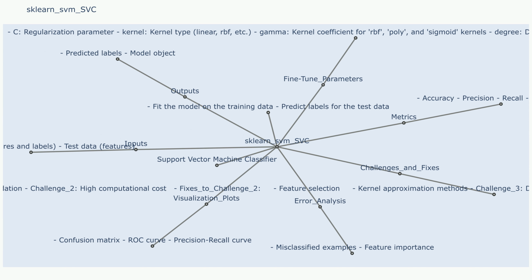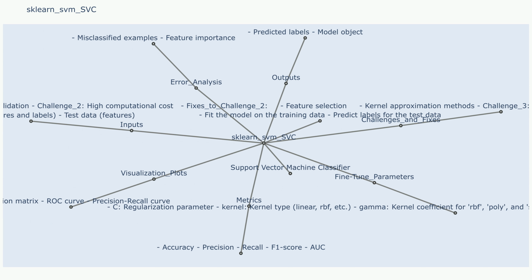Fixes to challenge 1. Reduce the value of C to allow for some misclassifications. Simplify the kernel or choose a more suitable one, e.g., a linear kernel if the data is linearly separable. Use techniques like cross-validation to tune hyperparameters and evaluate model performance on unseen data.